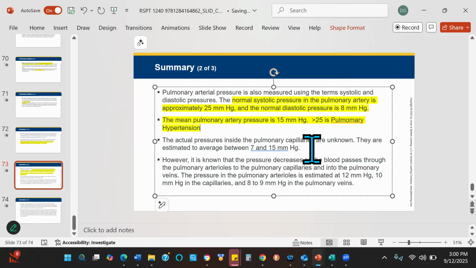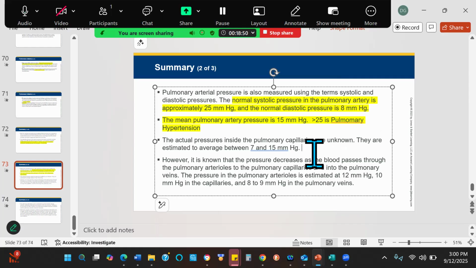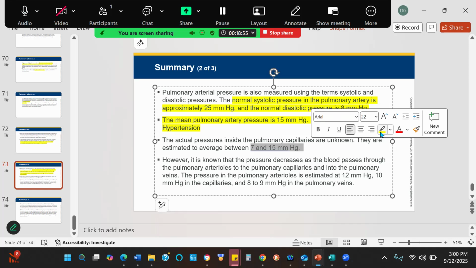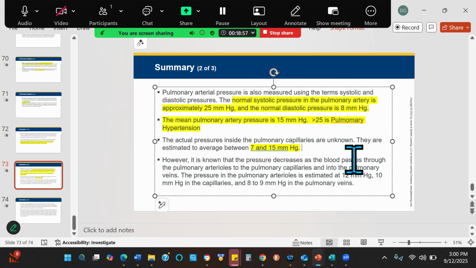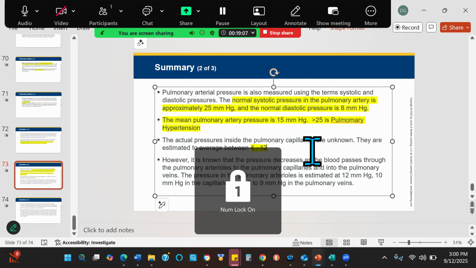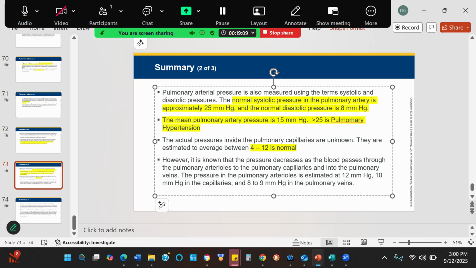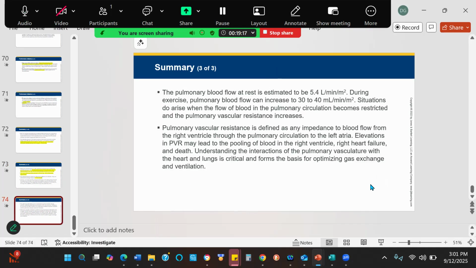Actual pressures in the capillary are not well known. We use 4 to 12 at the hospital, but the physiologists say 7 to 15. It's something close to that. Let's go with 4 to 12, because that's what you're going to see in critical care. 4 to 12 is normal. Pulmonary arterials about 12. Pulmonary veins, we don't use that number, so why would I bother you with it?